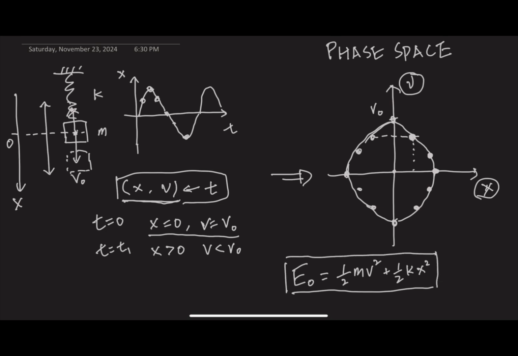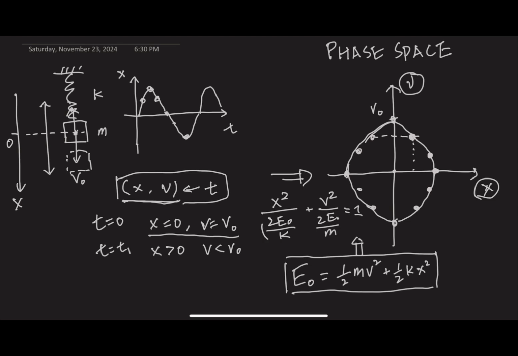you can immediately recognize, okay, this is an equation for an ellipse. We can easily see that because you can rearrange these terms a little bit, right? If you don't see this is an equation for an ellipse, we can rewrite this equation in this form. Okay, it's going to be x squared over 2 E naught divided by K, plus v squared over 2 E naught divided by M, equals 1.